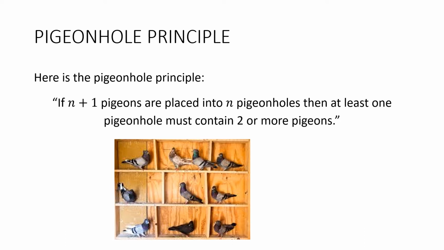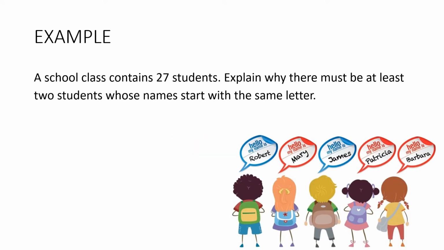Here is the pigeonhole principle. If n plus 1 pigeons are placed into n pigeonholes, then at least one pigeonhole must contain 2 or more pigeons. Here's an example. A school class contains 27 students. Explain why there must be at least 2 students whose names start with the same letter. Okay, do you have any idea why that might be?